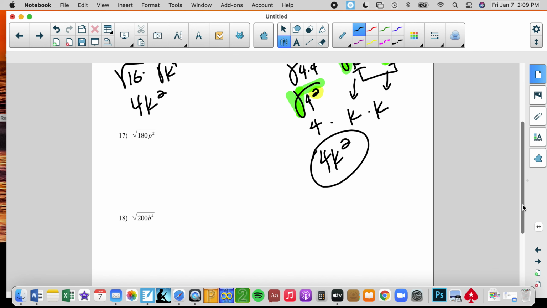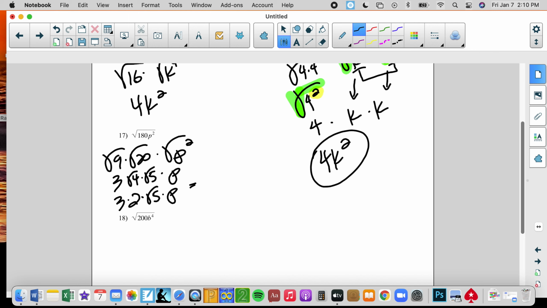180. Ooh, 180 is an interesting one. Well, I know 9 goes in 18, so we can do rad 9, rad 20. I like that. And then we have rad p squared. So rad 9 gives us 3. Rad 20, before I write my final answer, I know that that can be broken up. The square root of p squared gives me p. No more radical outside there. The rad 4 is 2.